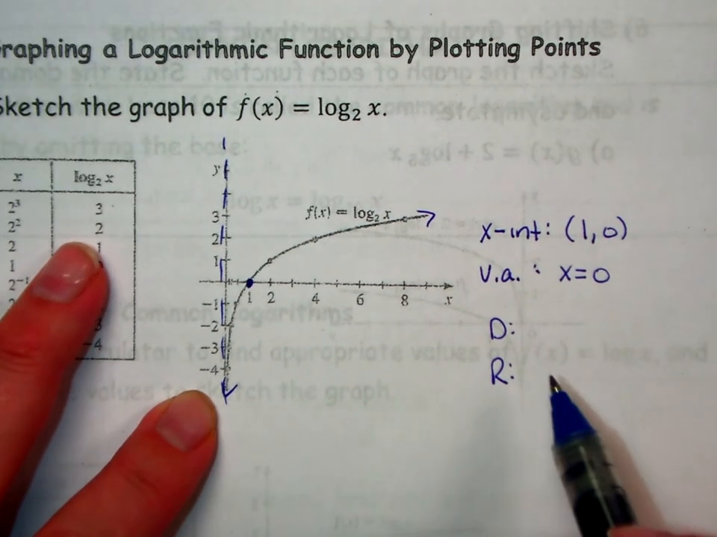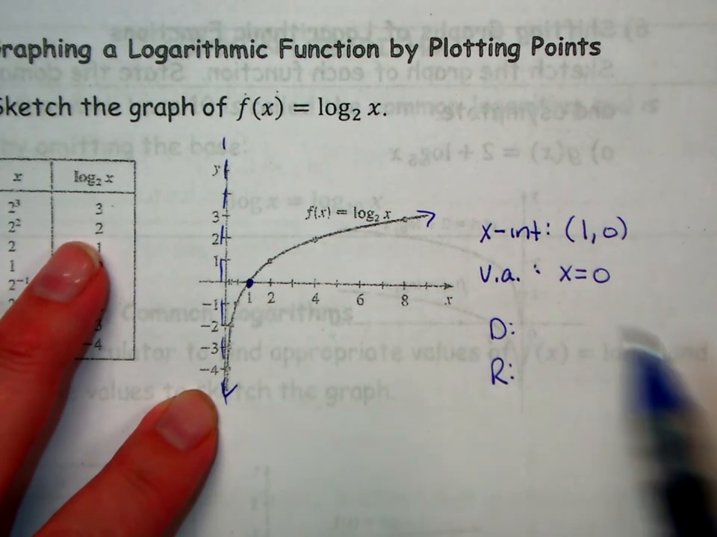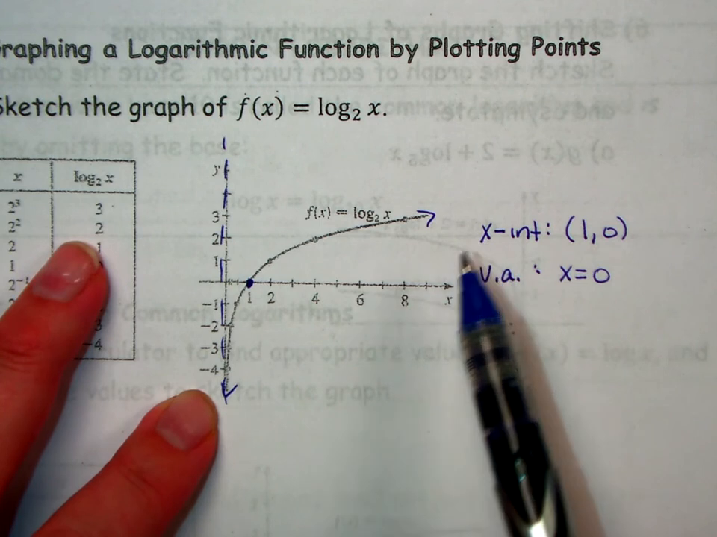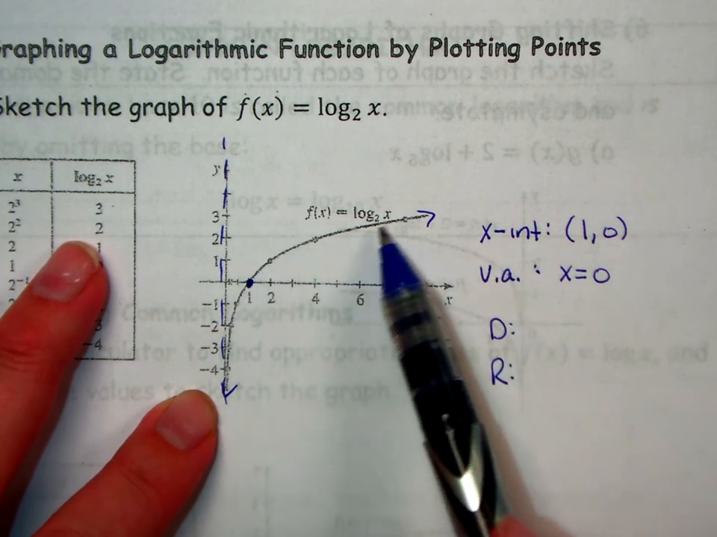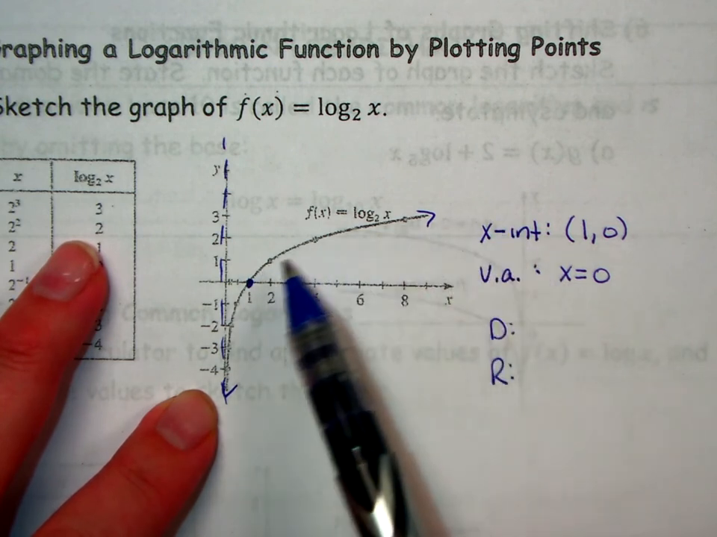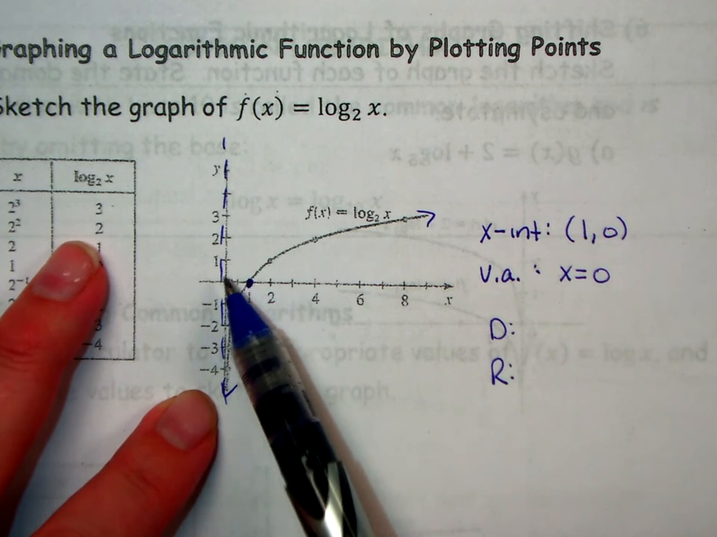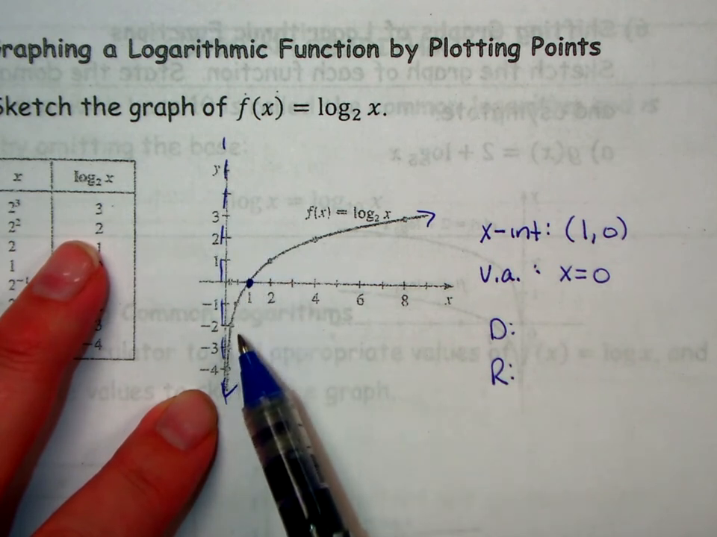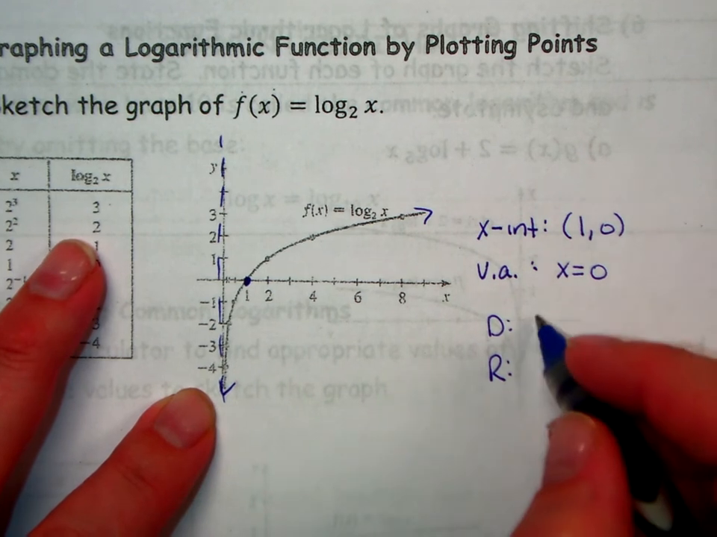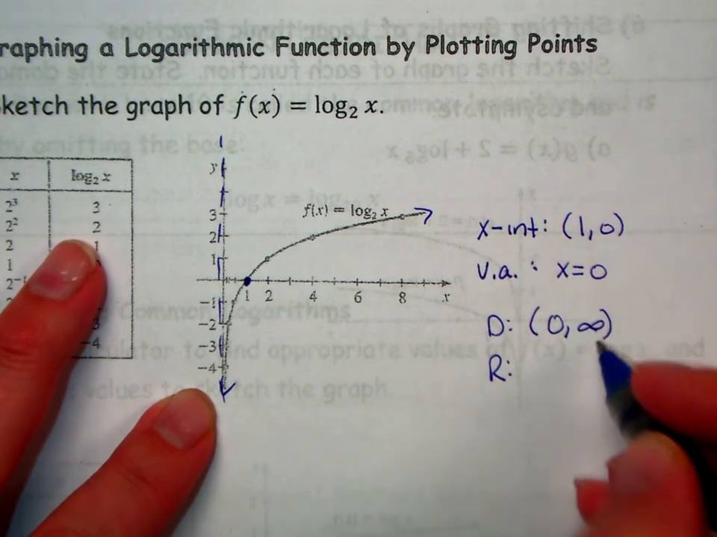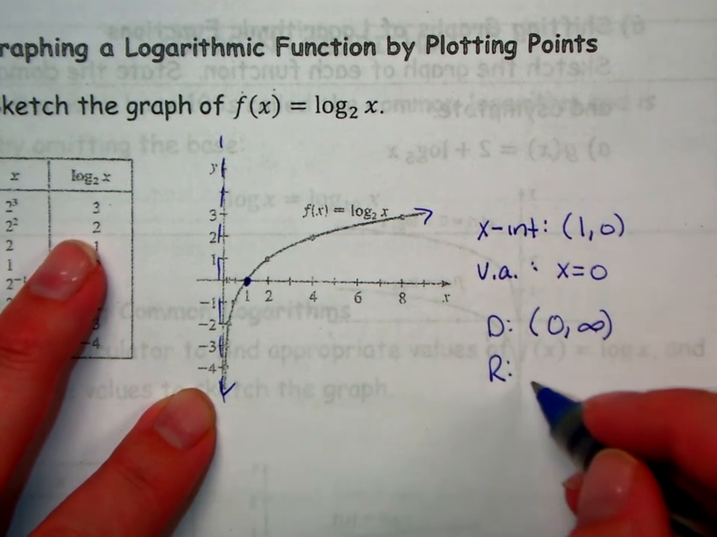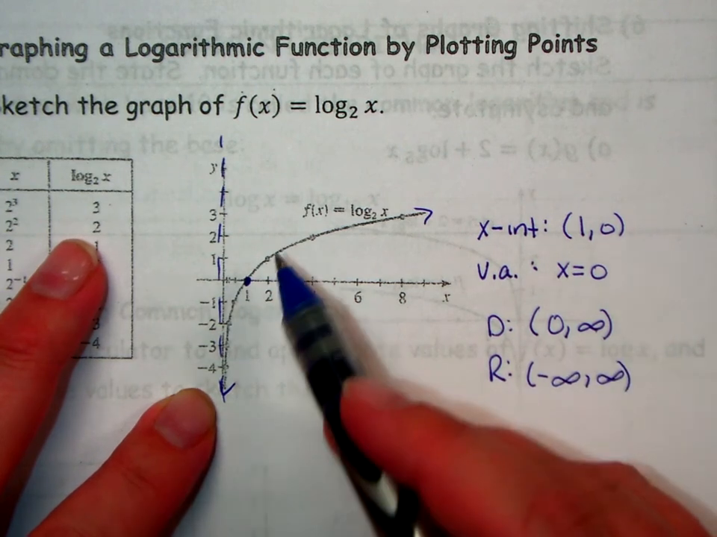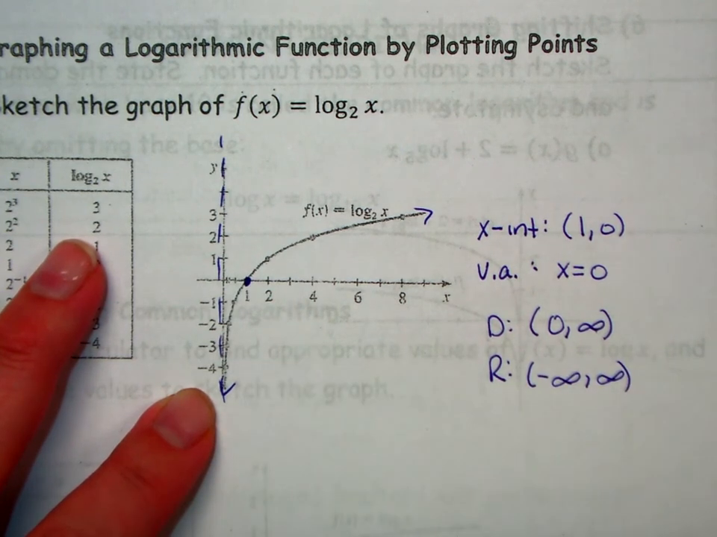Now, what's the domain here? Okay, how far left, how far right will this graph go? Right? Well, this graph clearly goes off to infinity, okay? But this graph doesn't pass 0, right? It's going to hit this vertical asymptote and never touch it, right? So the domain is 0 to infinity, and the range is all real numbers, right? All the way down, all the way up.